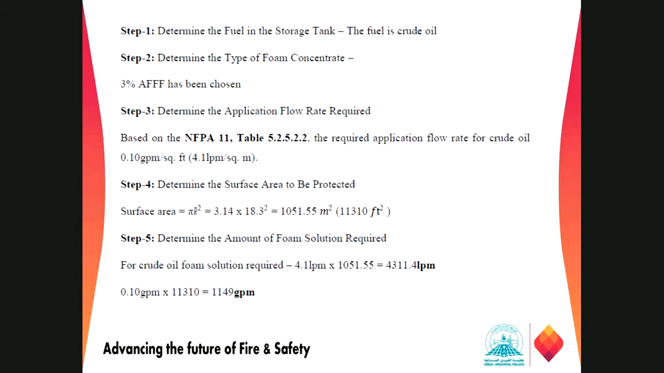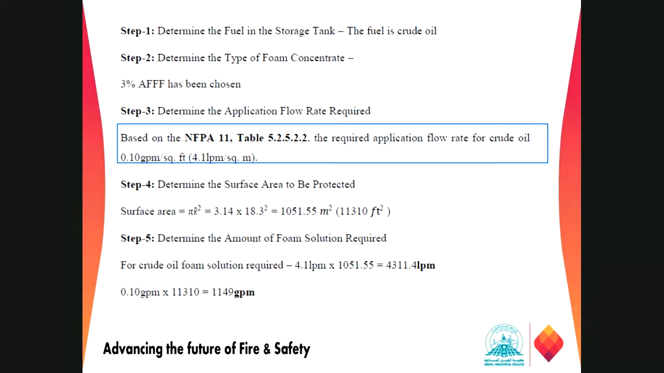Then we have the flow rate for this application as per NFPA 11. Now NFPA 11 table 5.2.5.2.2 says that the flow rate for the crude oil should be 0.10 GPM per square foot of the top surface. So based on that, we first have to calculate the surface area, using the pi r squared formula, how to find the area of a circle.